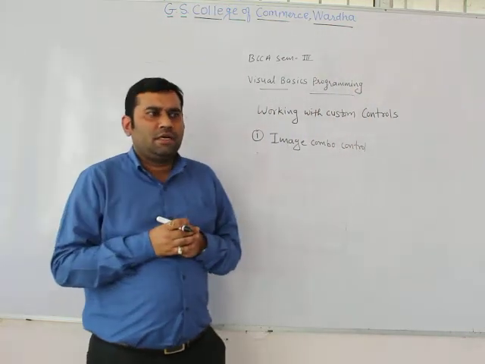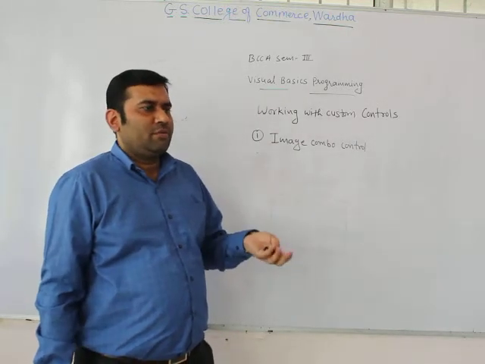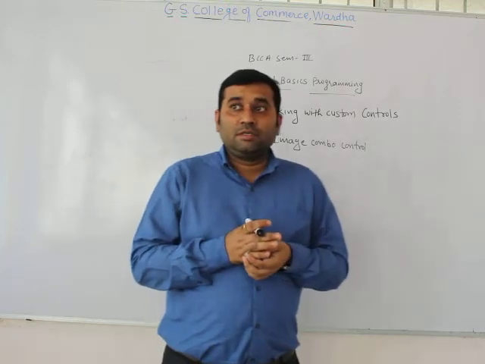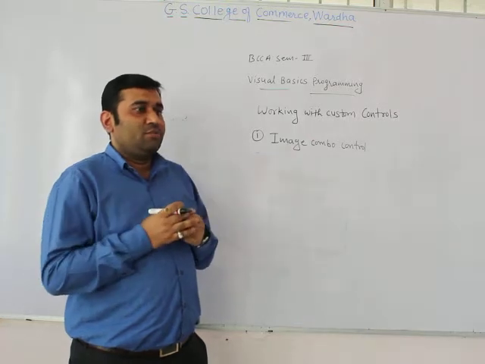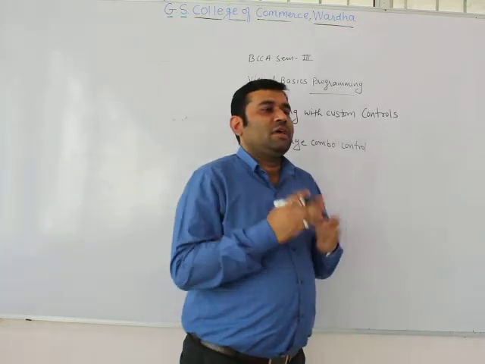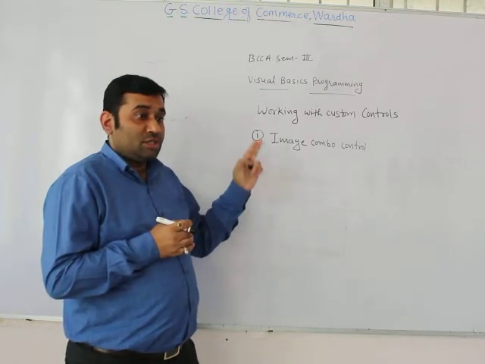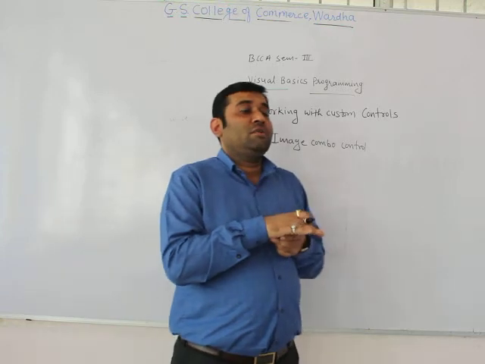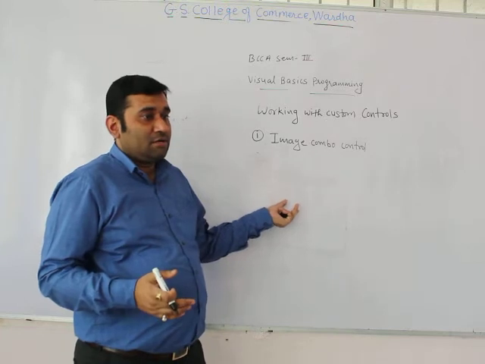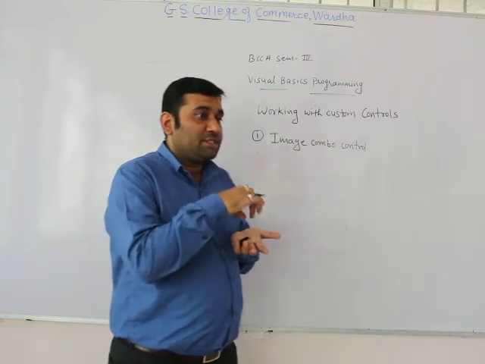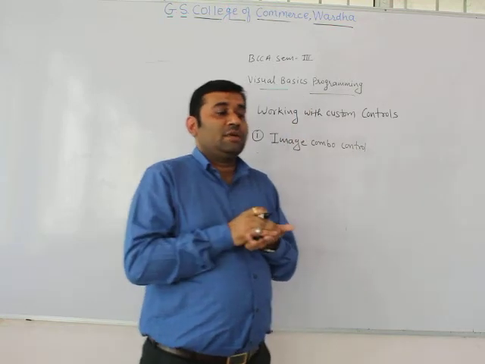How to create the image combo control? Go to Start, go to Visual Basic, select Visual Basic 6.0, click on Standard EXE and start the new project. From the component dialog box, add the Microsoft Common Controls 6.0. Now add to the form an image list, an image combo, an image control and a label control.